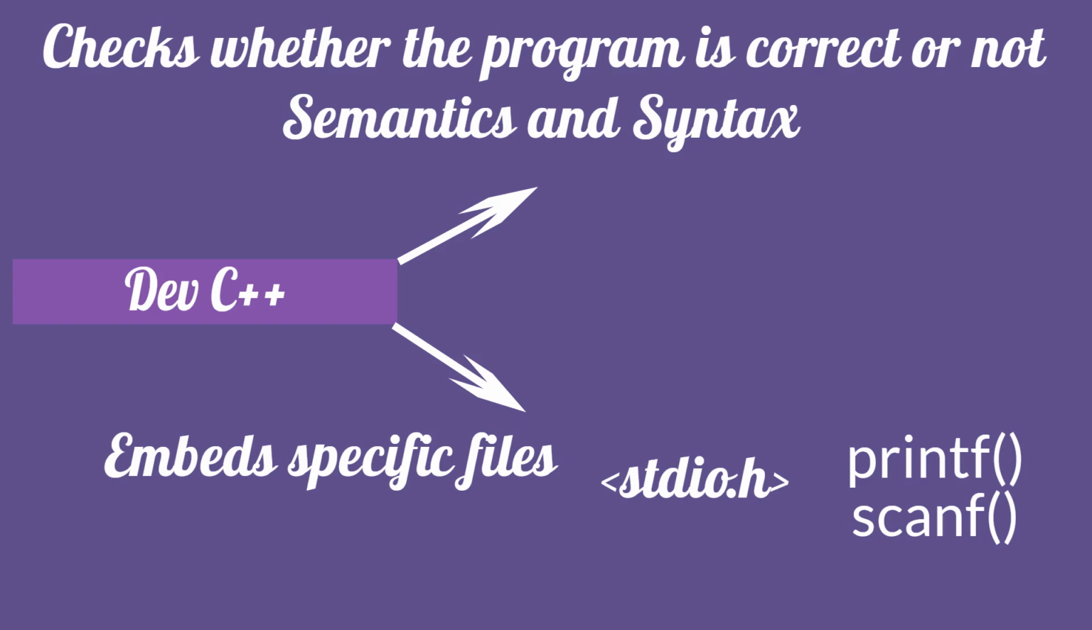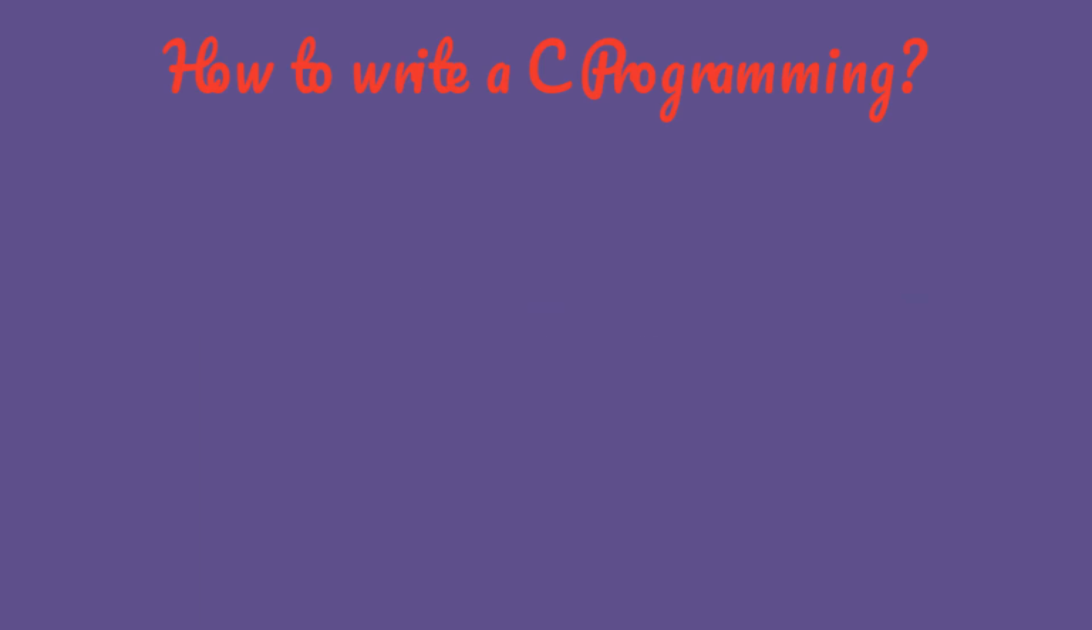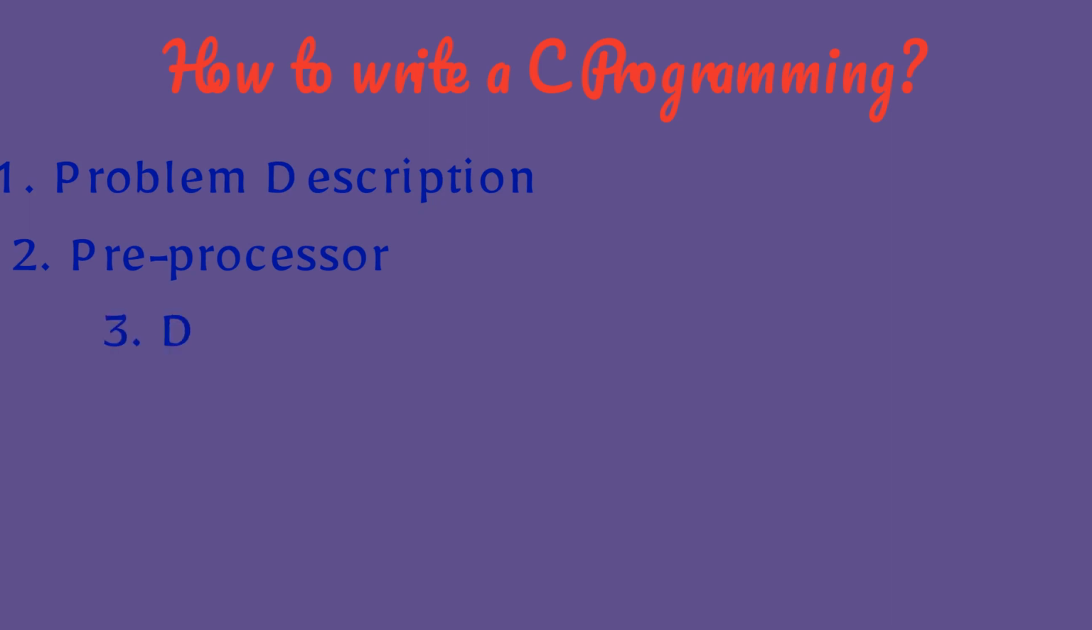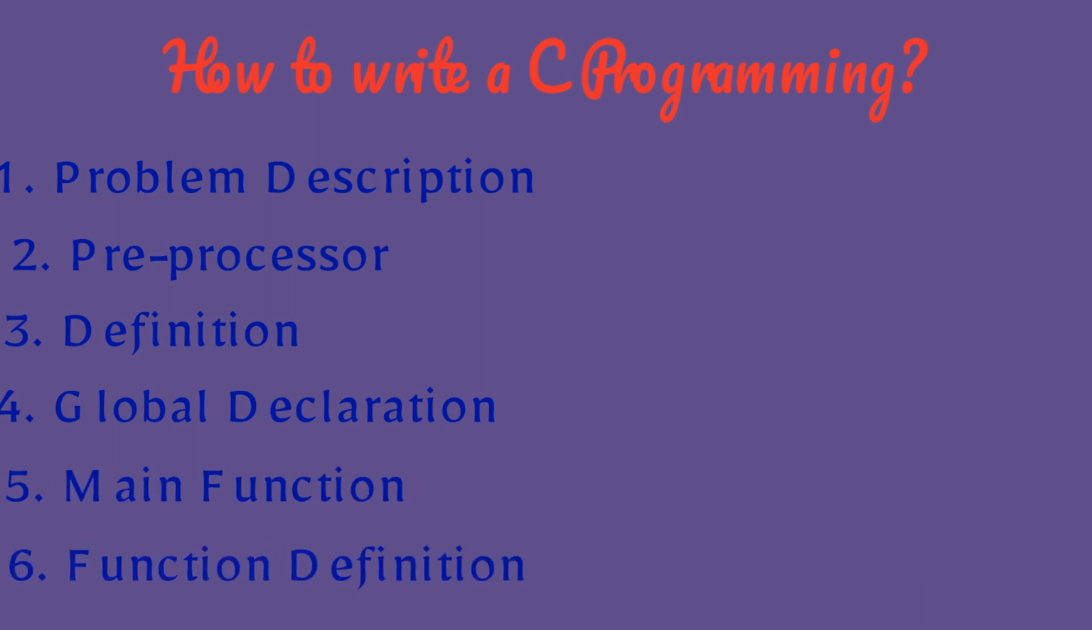Now, let's see how to write a C program. To understand better, one can divide the C program into various levels, which include 1. Problem description. 2. Preprocessor. 3. Definition. 4. Global declaration. 5. Main function. 6. Function definition.